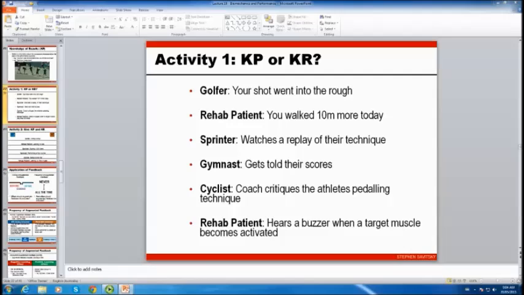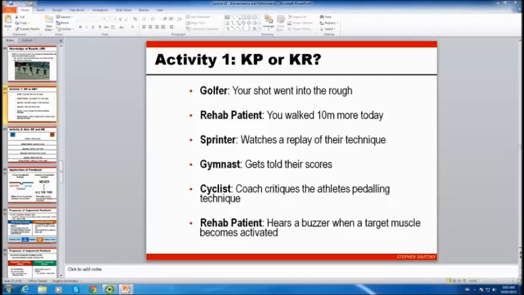I get a sprinter to watch their technique in a video. KP, it's about technique, it's about what you're doing. It's not a summary, I'm going, look at this. KP. I tell a gymnast their scores. KR, good, we're getting it. I tell a cyclist, can you improve your pedaling technique? KP.